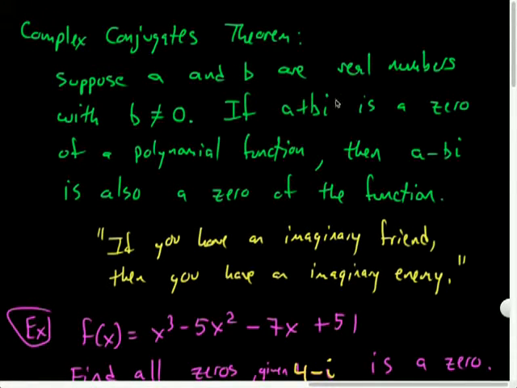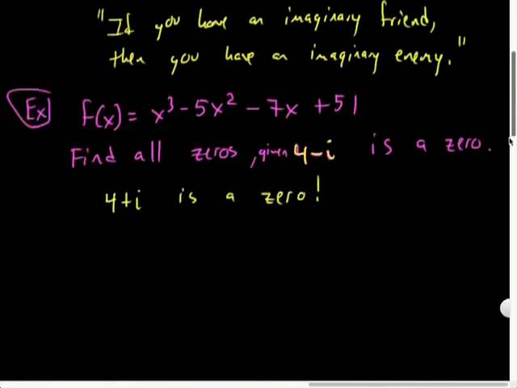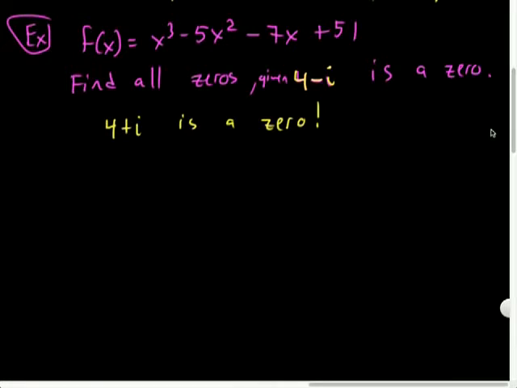Why is it complex conjugates? Because this is a complex number, that's a complex number, and these are conjugates of each other. They're not opposites. It's just that the middle signs are different, all right? So this is the idea. 4 minus i is a zero, therefore 4 plus i is a zero.